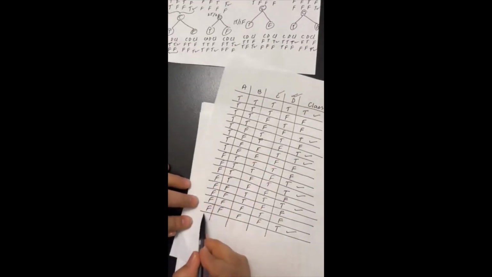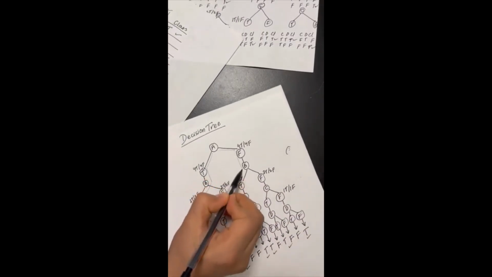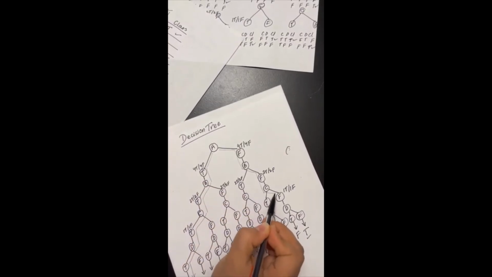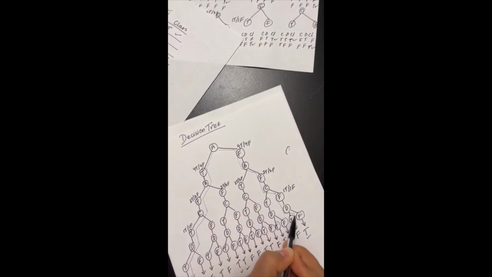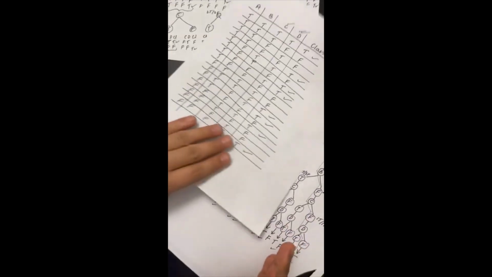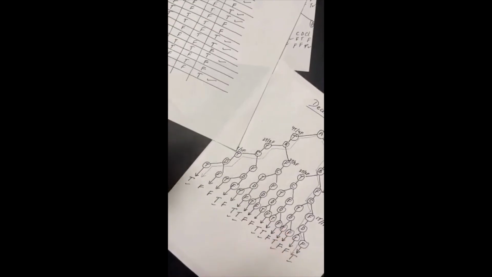Now let's take another random example. When A is false, B is false, C is false, and D is false, the class is true. Now let's take all the false statements here. When A is false, it comes this way, B is also false, goes down this way, C is also false, goes down this way, and D is also false, the condition comes here, the class is true. This way we make a decision tree. With the help of this decision tree, we can get the class and the output in an easier way.